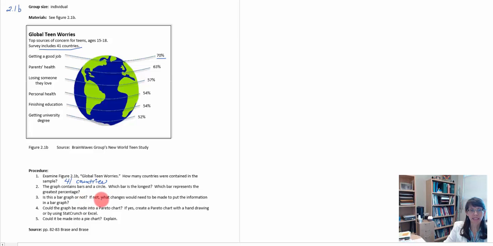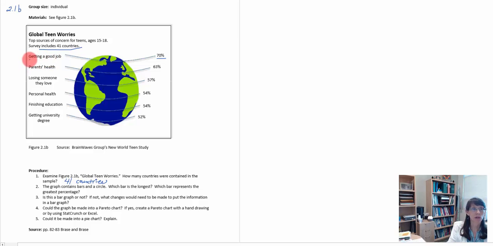Number 3, is this a bar graph or not? If not, what changes would need to be made to put the information in a bar graph? Well, we've already stated that these are not actually bars, but lines. So we could change this line graph into a bar graph by simply rewriting these lines in the shape of a bar. Now, besides having bars on the graph, there's something else more important, and that is to have some kind of class identification, and also to either have percentage, relative frequency, or frequency labels included.